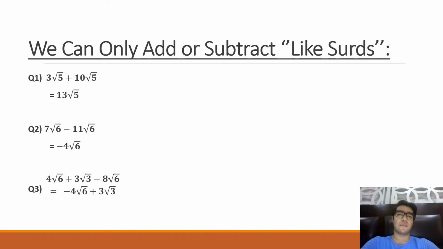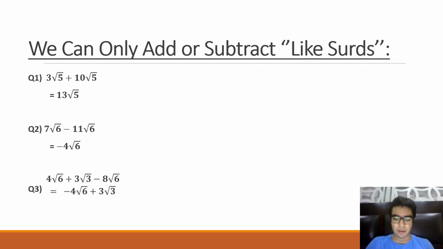The first thing that you need to take care of is that we can only add or subtract like surds. It's very similar to algebra. In algebra we add the like variables, like terms, right? Like surds mean, I'll show you an example.